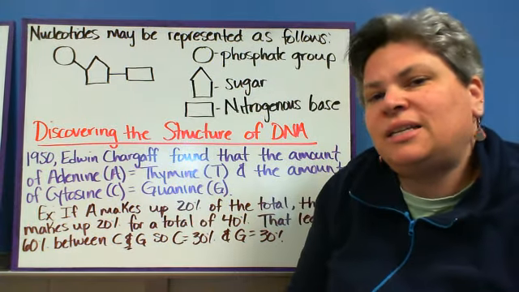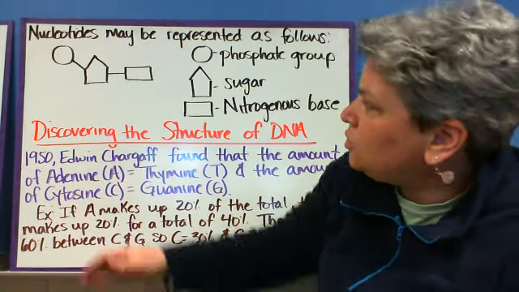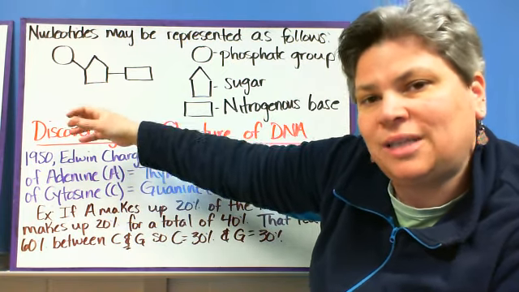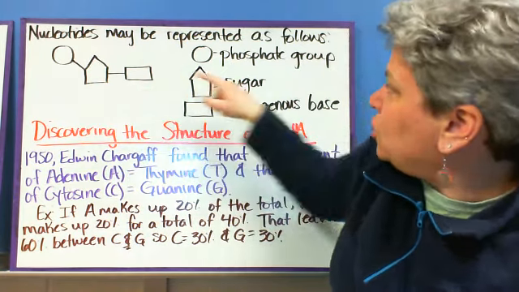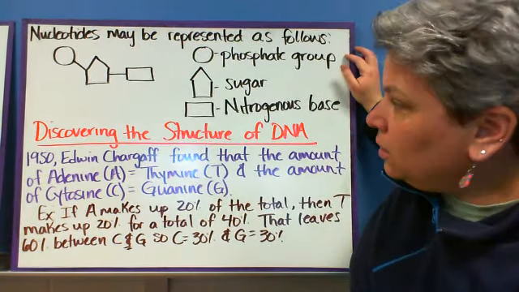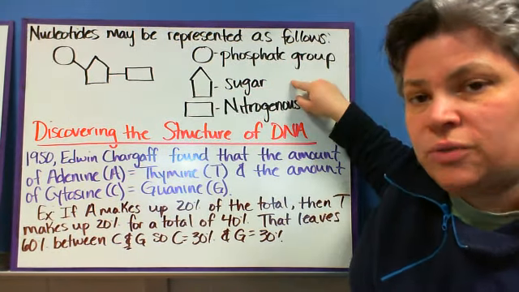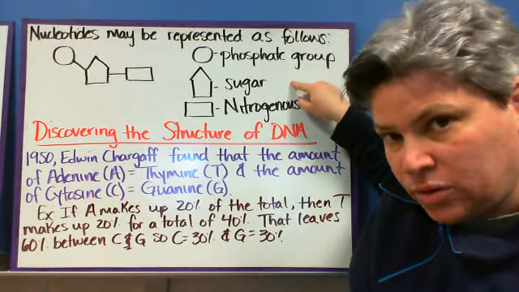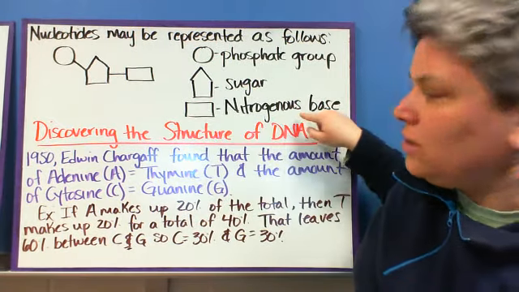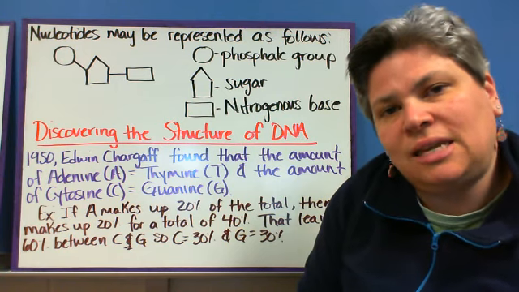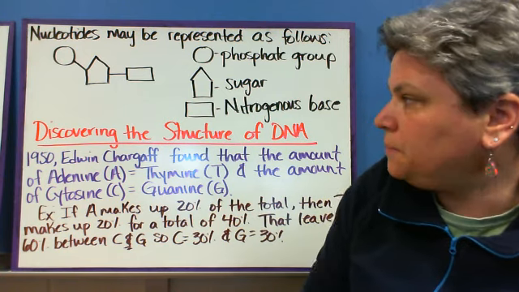Nucleotides can be represented simply by shape. So generally speaking, these are the shapes that we hook together to represent a nucleotide. The circle would be the phosphate group. The pentagon would be the sugar, which remember is deoxyribose. And that rectangle is going to be our nitrogenous base, which can be represented as A, C, T, or G.